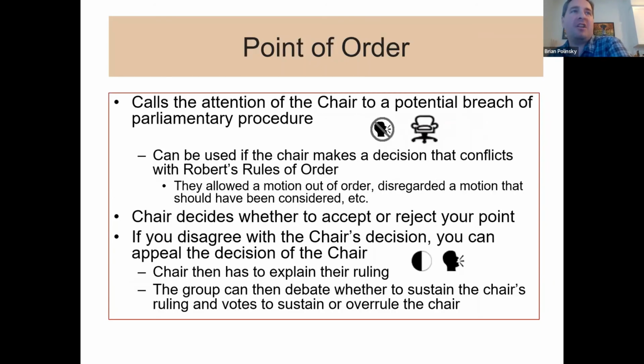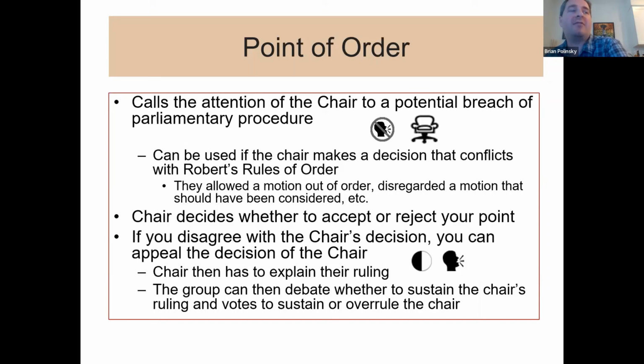Another type of motion is a point of order, and that calls the attention of the chair to a potential breach of parliamentary procedure. So that is something that gets addressed by the chair and is not debatable. It can be used if the chair makes a decision that someone believes conflicts with Robert's Rules of Order. For example, they allowed a motion that was out of order, disregarded a motion that should have been considered, something like that. The chair then decides whether or not to accept the point of order.